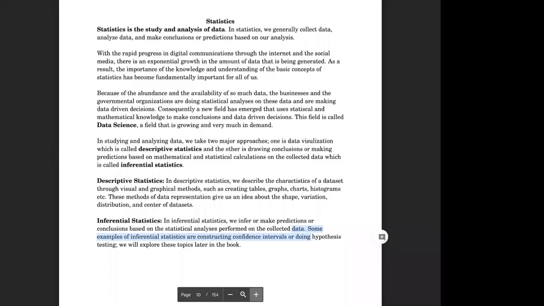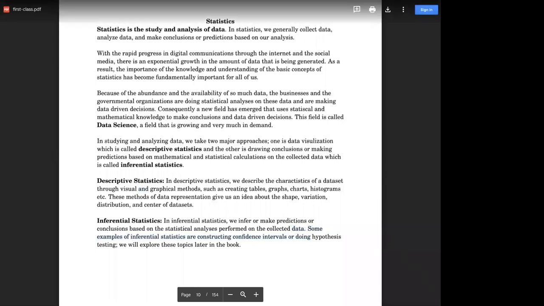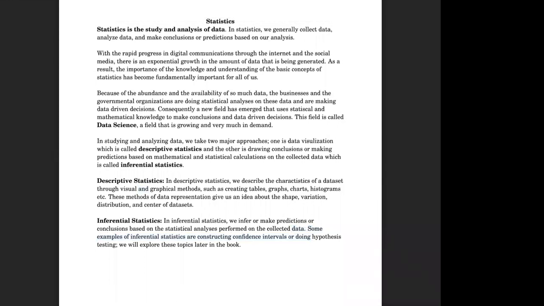So today I'll go ahead and start with a short and brief review of what I covered last time, just to refresh your memory. What is statistics? I look at statistics as the study and analysis of data. Statistics is the study and analysis of data.